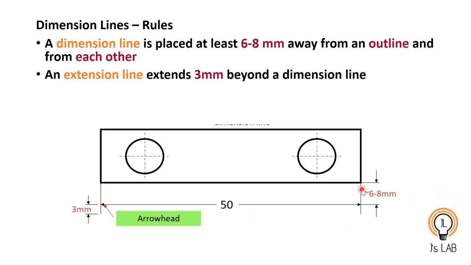Now the rule is that the distance between this surface and this line is around 6 to 8 mm, and this should extend up to around 3 mm. That is the rule. An extension line extends 3 mm beyond a dimension line. This is that one, the 3 mm line, and a dimension line is placed at least 6 to 8 mm away from the outline and from each other. That is the dimension line rules.